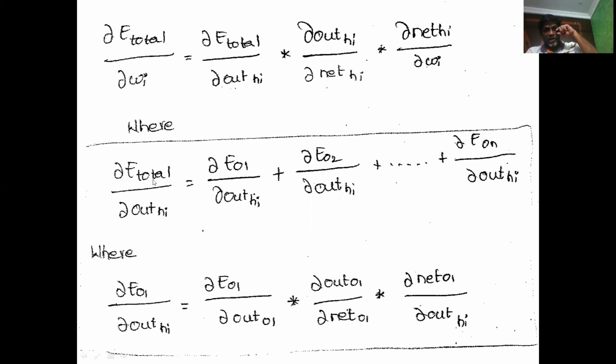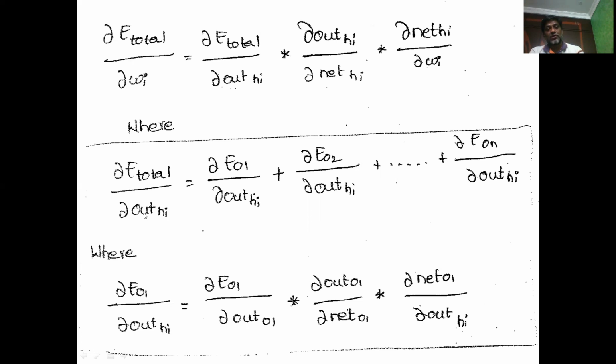But this time calculating ∂E_total by ∂out_Hi is not similar to calculating this in the output layer, because the weight connected to the output neuron contributes error term to that neuron only, whereas since the hidden neuron is connected to every neuron of the output layer, the hidden neuron error term depends on the entire error terms of the output neurons. Therefore, ∂E_total by ∂out_Hi needs to be calculated with respect to every error term of the output neurons.